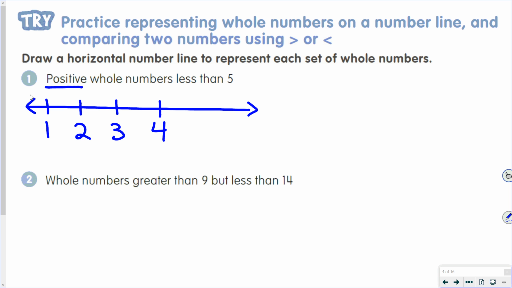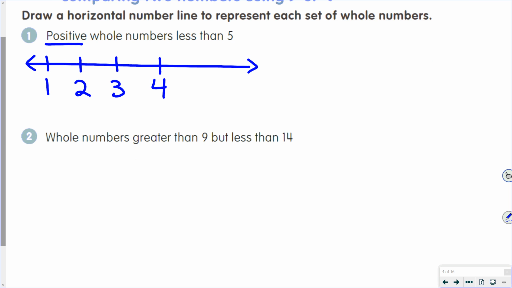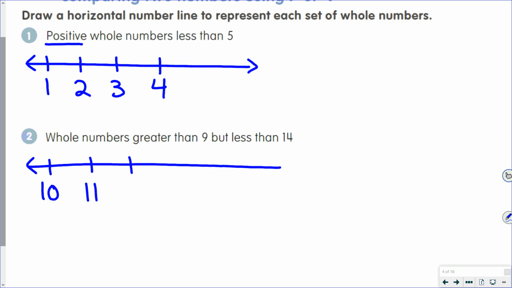For number 2 here, once again, we're going to draw that horizontal number line. And we want whole numbers greater than 9, but less than 14. So our first number would be 10, because that's the first whole number that's greater than 9. Then 11, then 12, and then 13. Because 13 is less than 14.